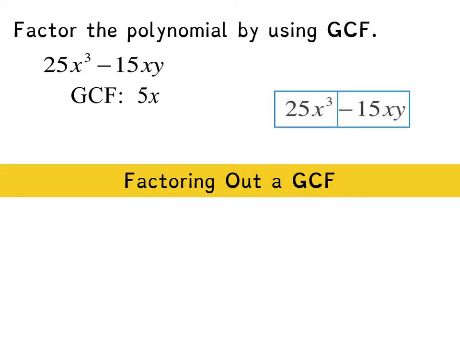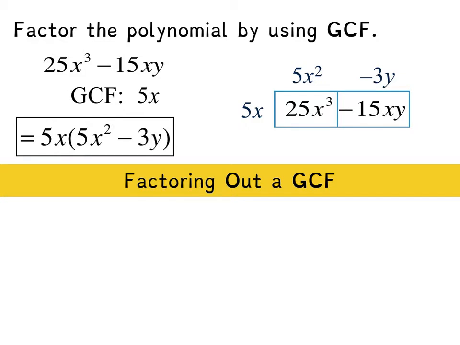We can do that by using this box strategy here. And we can think, 5x times what is 25x cubed? 5x times what is negative 15xy? So now my two factors are along the side and the top of the box. I can represent the original binomial as 5x times 5x squared minus 3y.